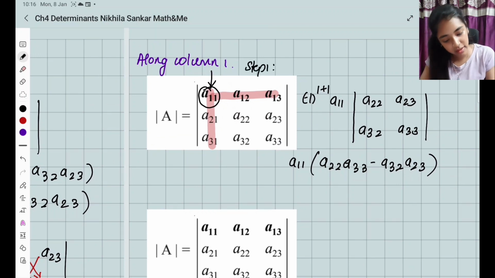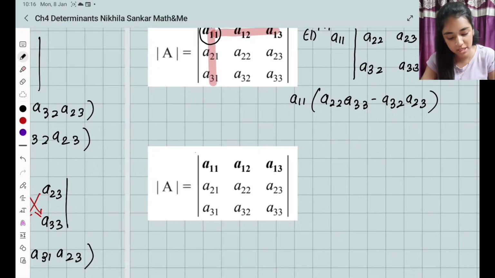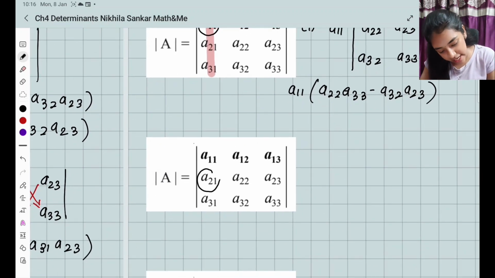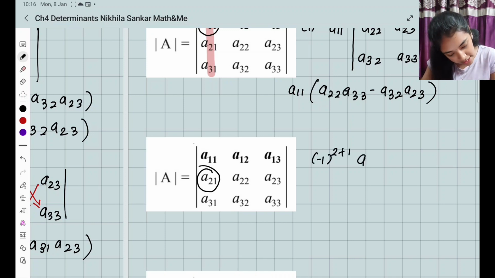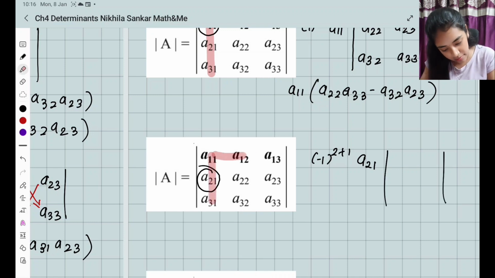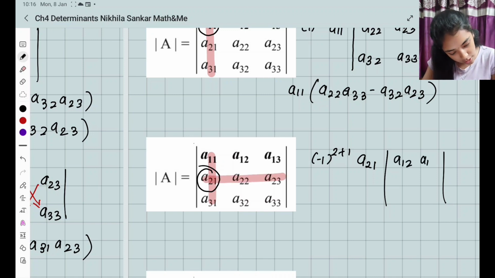Okay, என்ன column வெச்சு பண்ணாலும் எந்த row வெச்சு பண்ணாலும் you are going to get the same value. Okay, same answer தான் வரப்போகுது. Now taking the second row element from the first column. So அப்படினா என்ன அர்த்தம்? I have to do minus 1 to the power 2 plus 1 times A21 and the determinant is going to be first column and second row. So this is what is remaining: A12, A13, A32, A33.